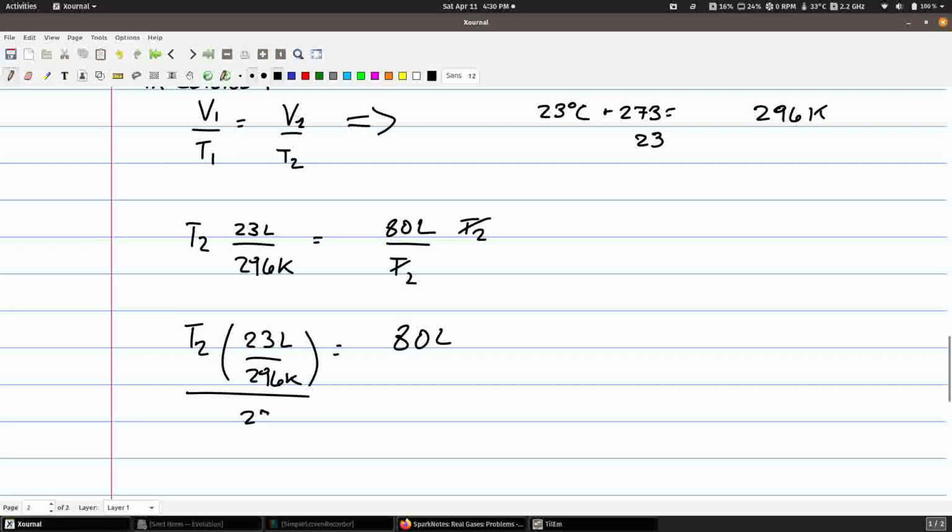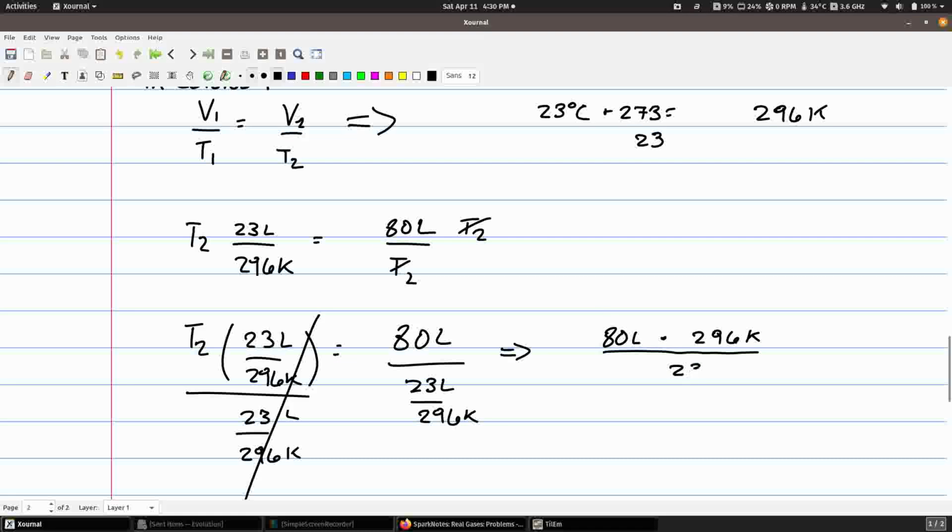You divide out 23 over 296 as one term, so that's going to cancel. If you just plug this in the calculator, it's going to give you the same thing, but this is actually saying you have 80 liters times 296 kelvins over 23 liters, and that is equal to T2.